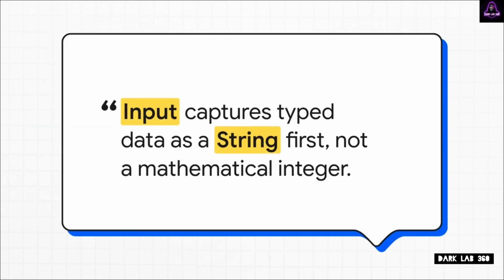Now, massive gotcha here, and it brilliantly illustrates exactly why we just talked about typecasting. When the input function receives data, even if the user types the number 25, Python always captures it as a string first. Always. It sees text characters, not a mathematical integer. If you try to take that user's 25 and multiply it by 2 right out of the gate, Python is going to throw an error in your face. You absolutely have to explicitly cast that user input by wrapping it in an int or float function if you want to actually use it for math.